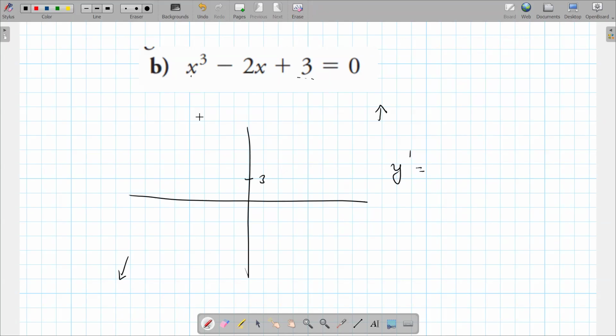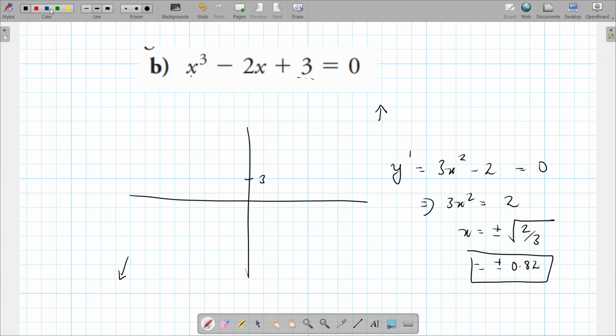What would be y prime here? So set that equal to 0. That means 3x squared is 2. x is going to be the square root of 2 over 3, right? So what's that? It's about 0.82.